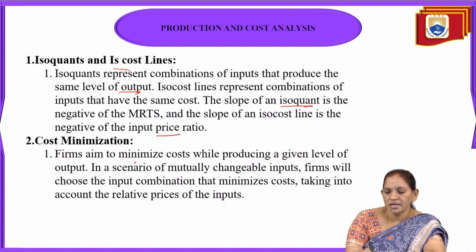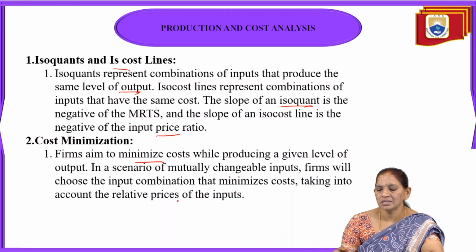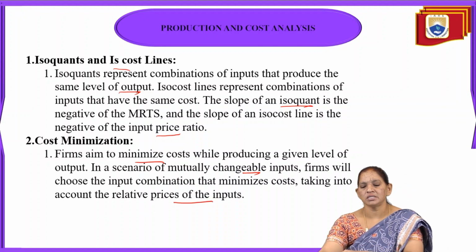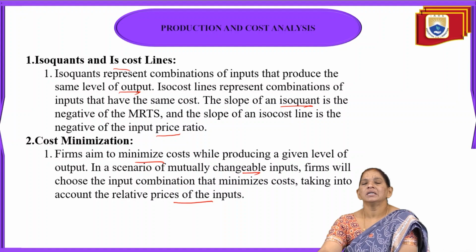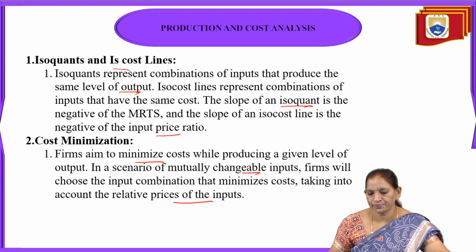So the firm always aims at minimizing the cost while producing at a given level of output. In the scenario of interchangeable inputs, the firm will choose the input combination that minimizes the cost, taking into account the relative prices of the inputs. Means the firm itself will minimize the cost while producing a given level of output. So we can say that the interchangeability of the factors can be identified with this combination, where the firm is able to lessen the cost, taking into consideration the prices of inputs.